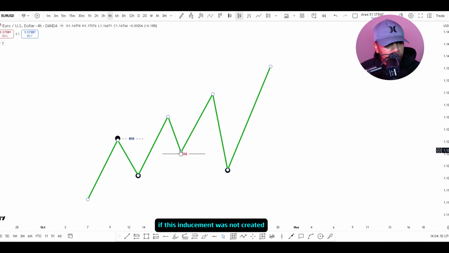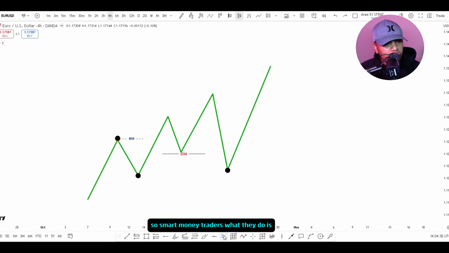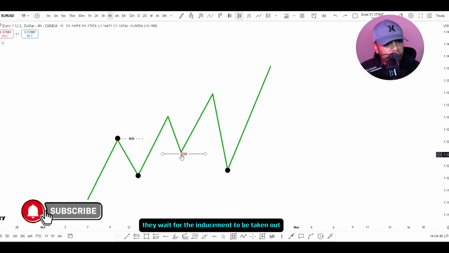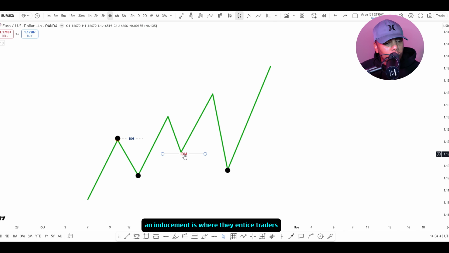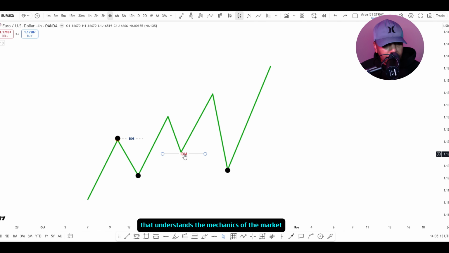If this inducement was not created, let's say the price created this, it didn't take out, and then it created another inducement, you move this inducement to this one over here. And until we take out a low, we're not going to count this as an inducement. We're going to have to wait until that low is manipulated. So smart money traders, what they do is they wait for the inducement to be taken out. An inducement is where they entice traders. You want to be the trader that understands the mechanics of the market.